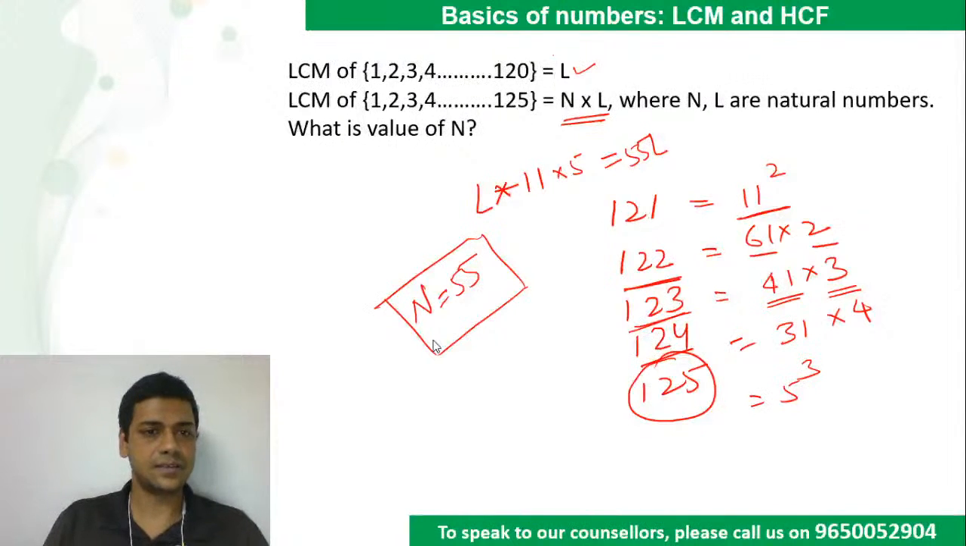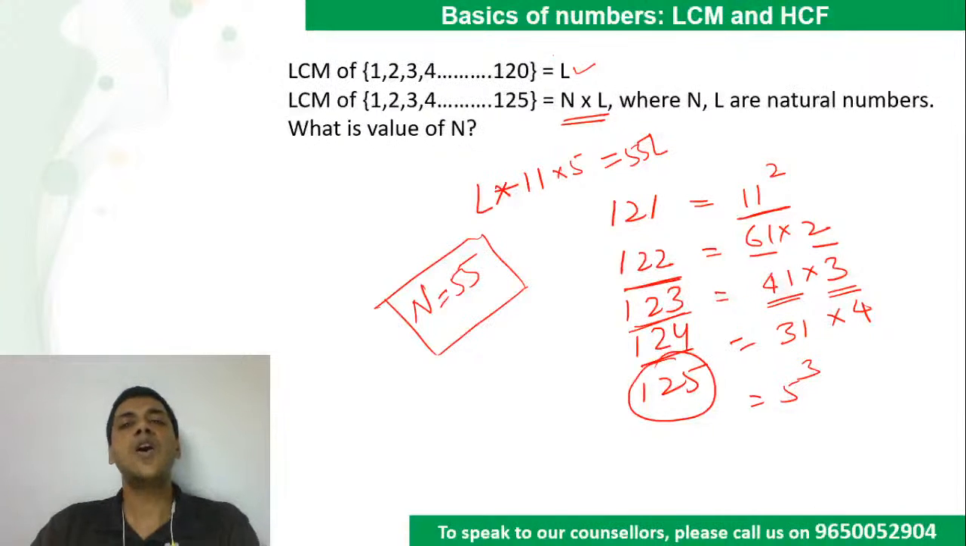Yes guys, I hope you have understood this. So basically, when you include a few extra numbers, you just need to look at how many of these extra numbers have some extra powers or some extra prime numbers. If there is a prime number extra, you have to multiply that prime number in the LCM. If there are some extra powers, you have to incorporate those extra powers into your prime numbers. Okay, so this is what you need to do.